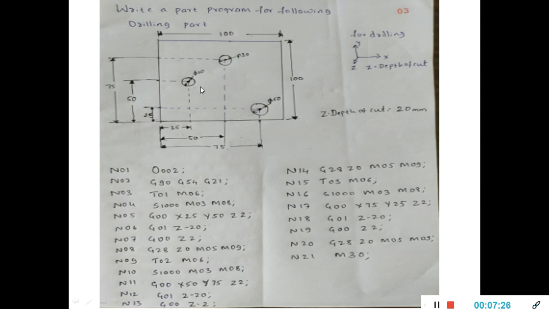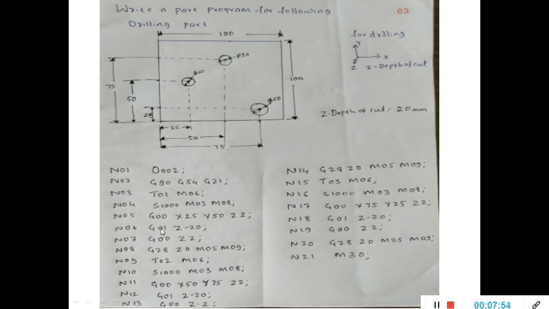Z2 means the surface of the workpiece is Z0. Your drill bit must be rotating 2 mm above the surface initially, before giving the depth of cut. So G00, X25, Y50, Z2 means your tool is somewhere else here, and your tool must be moved very rapidly to this position X25, Y50, and it is rotating above your workpiece by 2 mm, Z2.